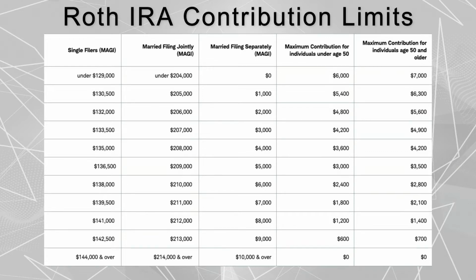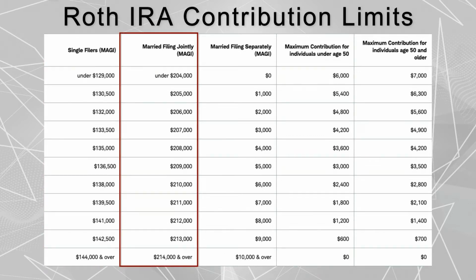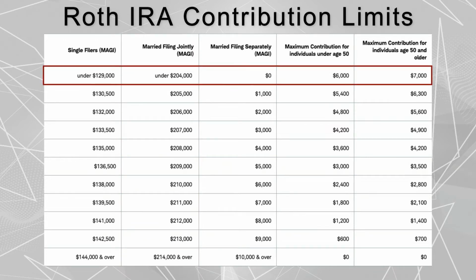If you file your taxes as a single person, pay attention to this column. If you are married and file jointly with your spouse, pay attention to this column. Let's walk through a row. If you file as a single person and make under $129,000 a year, you can contribute $6,000 per year if you are below the age of 50. If you are married and file jointly with your spouse and make under $204,000 a year together, you can contribute $6,000 per year as well if you are under the age of 50.